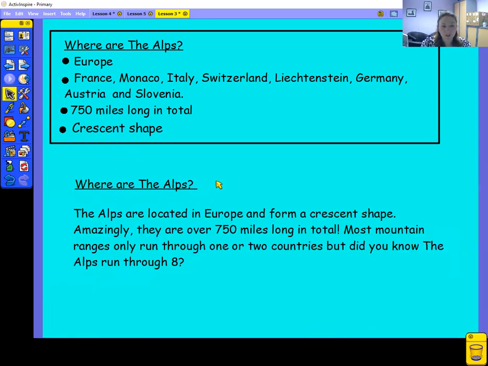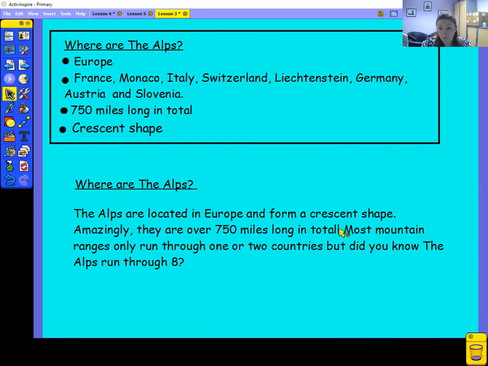So notice the first thing is we have got a subheading, okay? So the subheading hints at what the rest of the paragraph is going to be about. So how do I change the note of Europe into a full sentence? Here we go. The Alps are located in Europe and form a crescent shape. Okay, so I've given two pieces of information there. Amazingly, they are over 750 miles long in total.